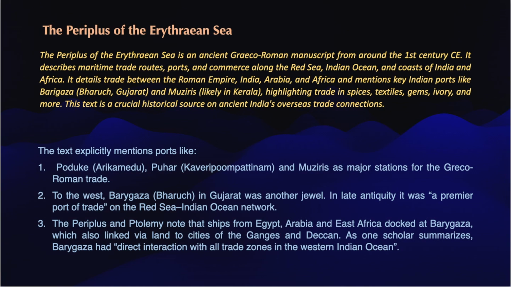To the west in Gujarat, we have the Bharuch port, which was known as Barigaza, and in late antiquity, it was a premier port of trade. The Periplus of the Erythraean Sea and even Ptolemy note that ships from Egypt, Arabia, and East Africa docked at Barigaza, which linked via land to cities of the Ganges and the Deccan. As one scholar summarizes, Barigaza had direct interaction with all the trade zones in the western Indian Ocean.